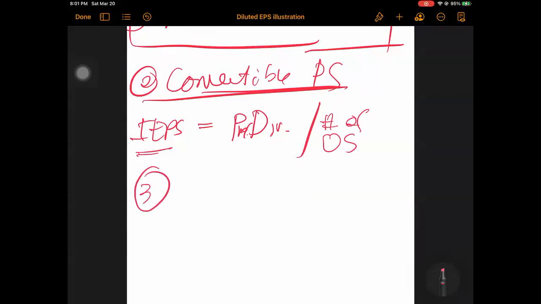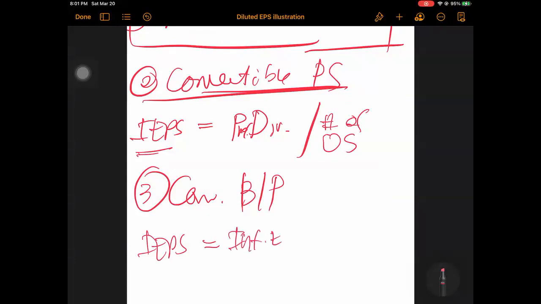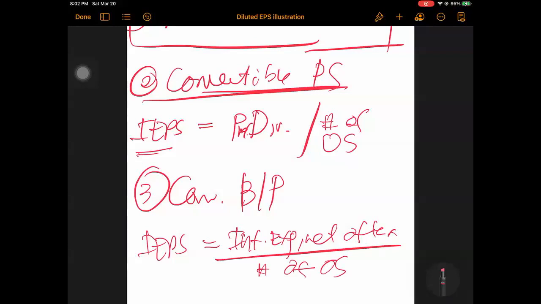How about for the convertible bonds payable? Your incremental earnings per share, that is equal to your interest expense net of tax. So kato atong gi-add back, divide by the number of ordinary shares if i-convert nato siya. Okay, medyo dagan kag timan-an ani.